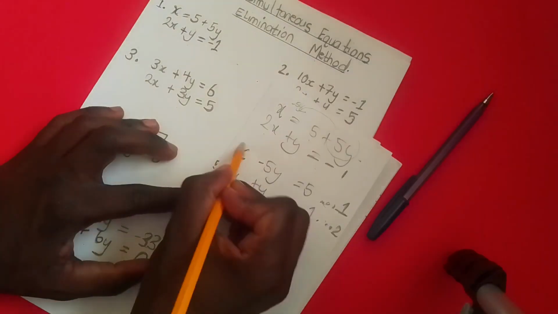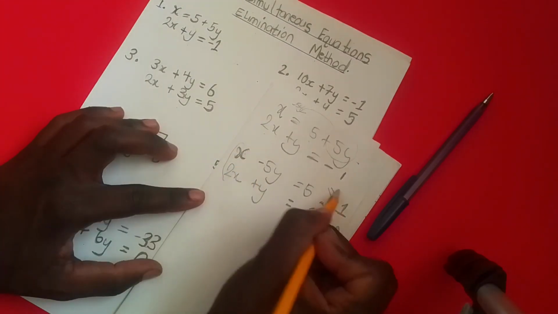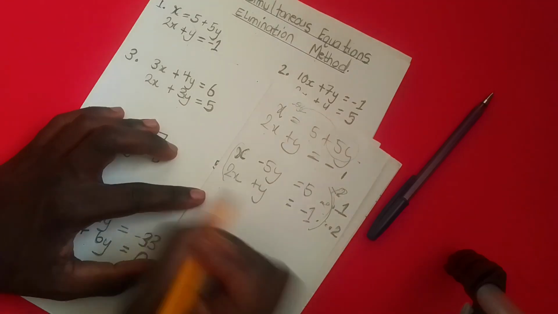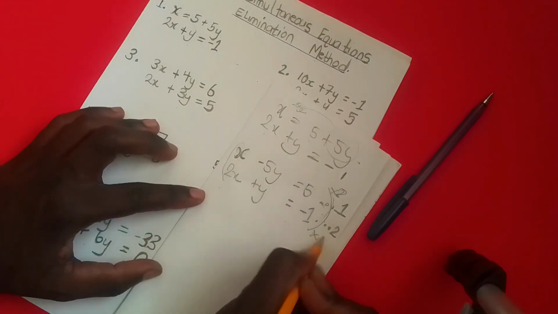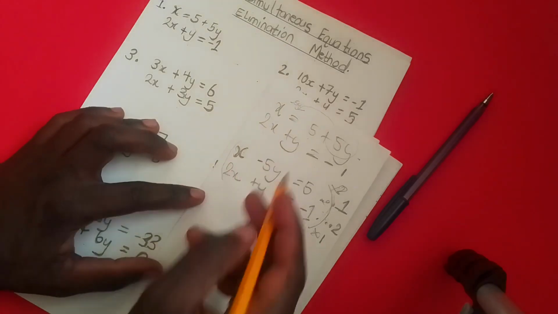And so obviously we are going to multiply what? Equation 1 we shall multiply by 2. Then equation 2 we multiply by 1. So what do we know when something is multiplied by 1? It remains the same, right?